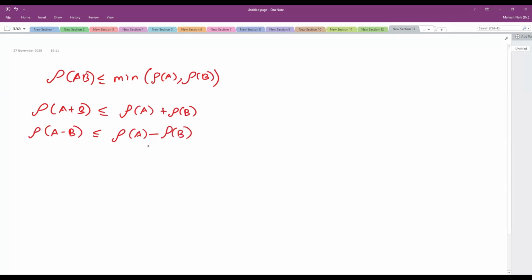Also, if A and B are of order n cross n, then the rank of AB is greater than or equal to the rank of A plus rank of B minus n.